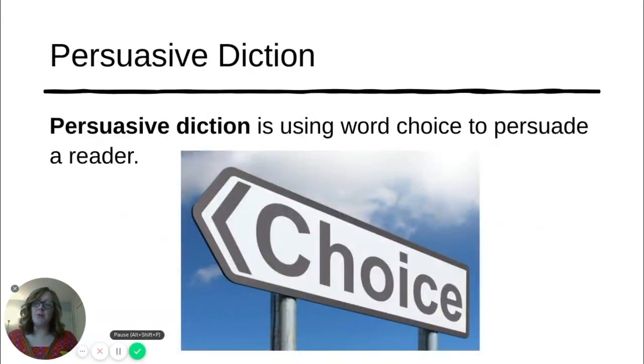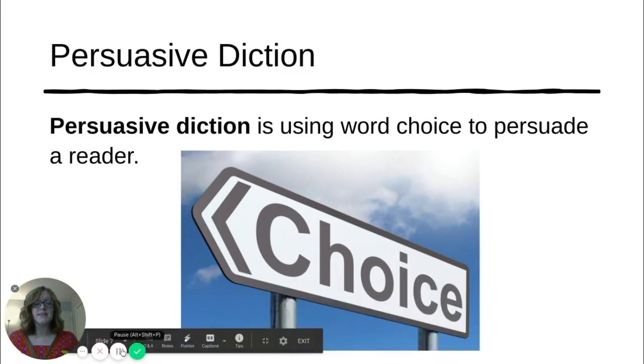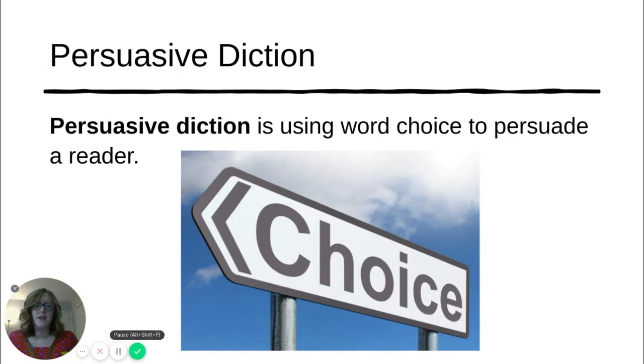Now let's talk about persuasive diction. Persuasive diction is using word choice to persuade a reader or to convince them to do something. In argumentative writing, it's a writer's goal to convince the reader to believe in a certain way. Since all a writer has is his words, he must use specific words that will affect his audience. This makes the argumentative writing effective in persuading and convincing the reader.